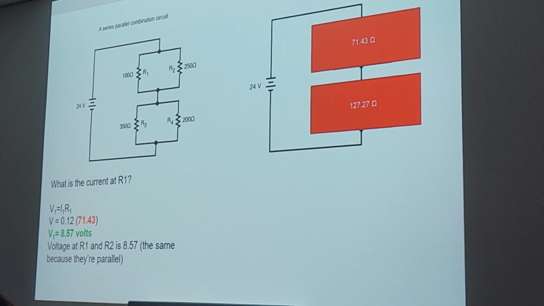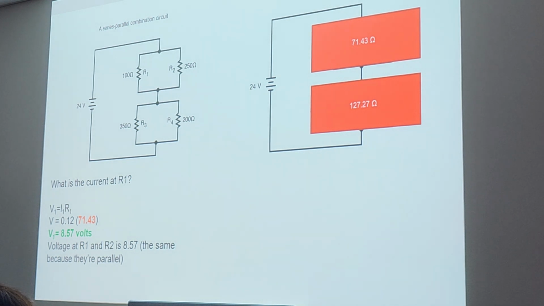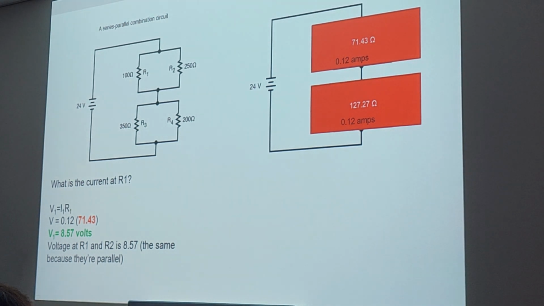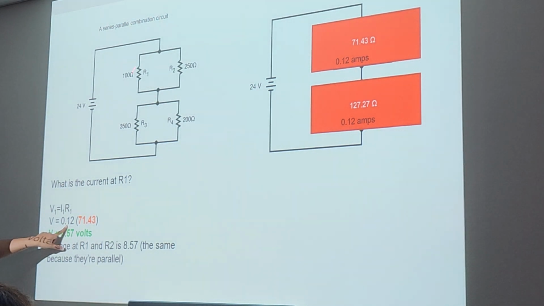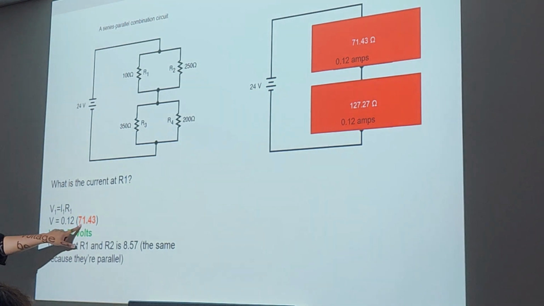Any idea? Nope. Okay, so V is equal to IR. In order to find the current at R1, you have to know the individual voltage at R1. So what we would do to find that voltage is we would take the current, which we know is the same here in both sections, 0.12, multiply with our resistance, which is 71.43, to get our voltage here.